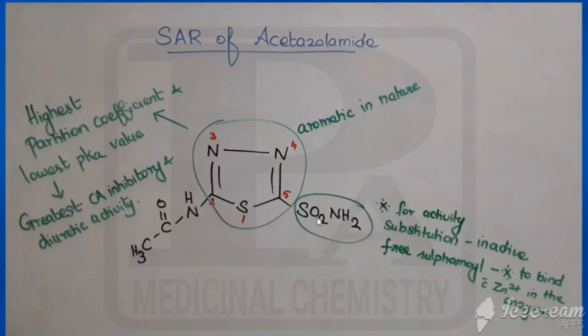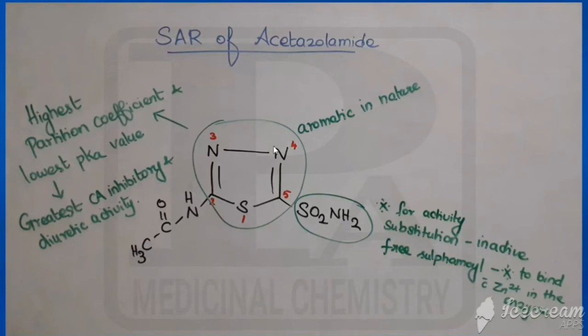So what are the 3 points we have seen related to that sulfonamide group? It is important for activity, and if there is any substitution in that, we are getting an inactive compound, and it should be free. Why should it be free? Because it has to bind with the zinc that is present in the enzyme. And this ring should be aromatic in nature.